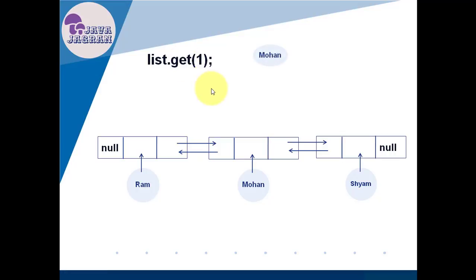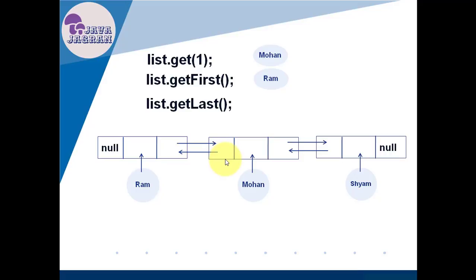Same like if you are calling the get first method. How will it work? It will go and take the first object, and it will simply return the first object. It will go to the first node and return the first object. Same like get last will also start traveling from the first.